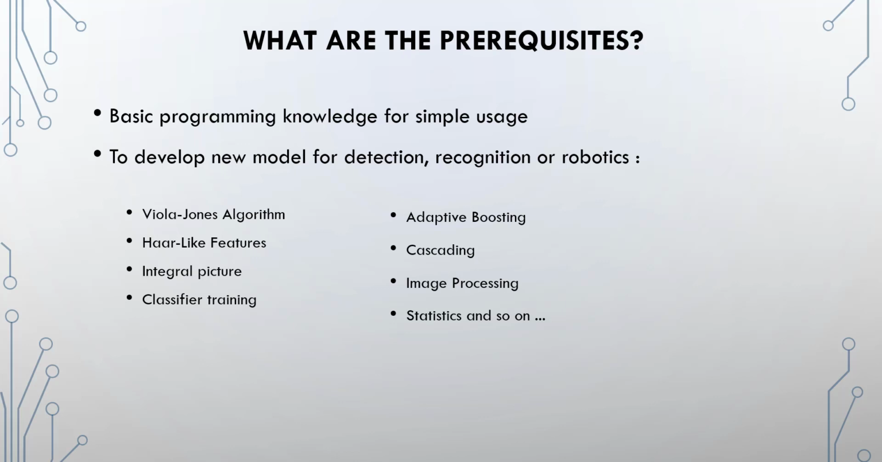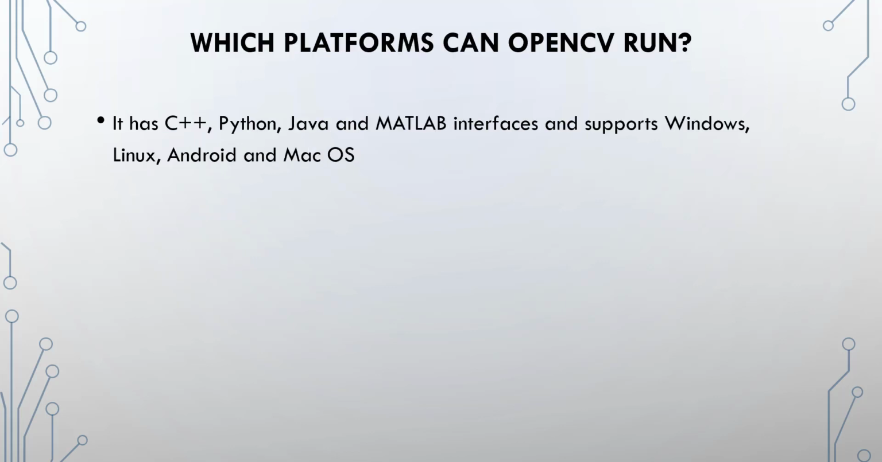Basic programming knowledge will be enough if you're just going to use OpenCV as a helper in your project. But developing some new things about detection, recognition, or robotics will require knowledge of the Viola-Jones algorithm, Haar-like features, integral picture, classifier training, adaptive boosting, cascading, image processing, statistics, and so on. OpenCV can run on Windows, Linux, Android, and Mac. It has C++, Python, Java, and MATLAB interfaces.